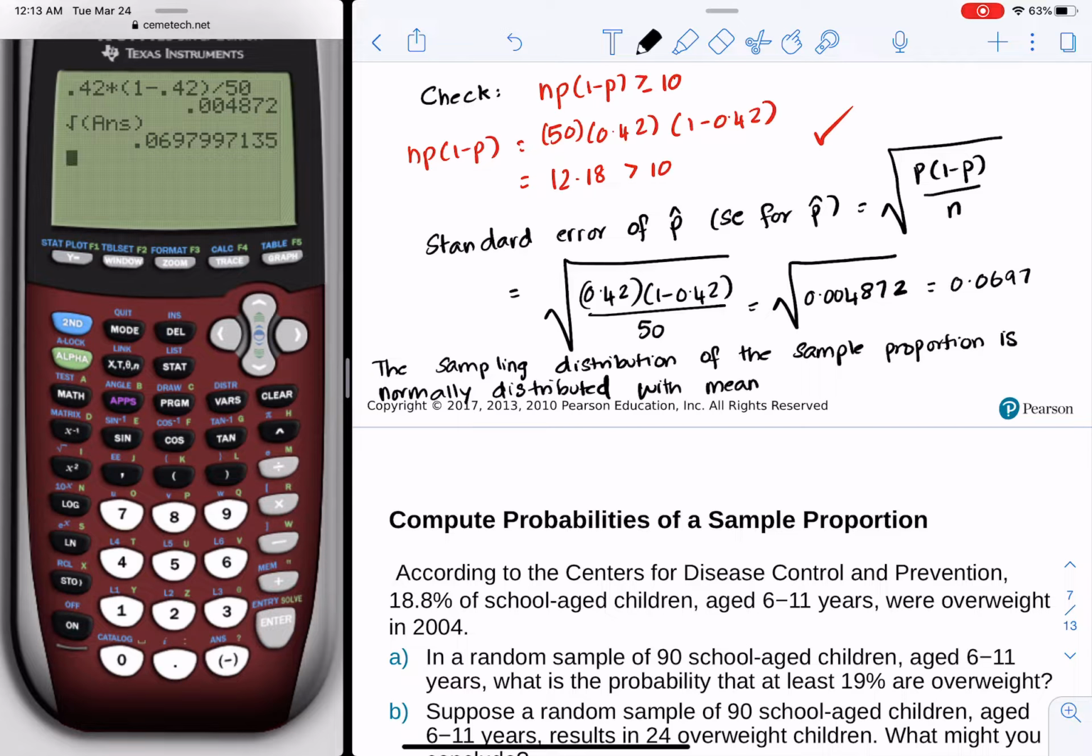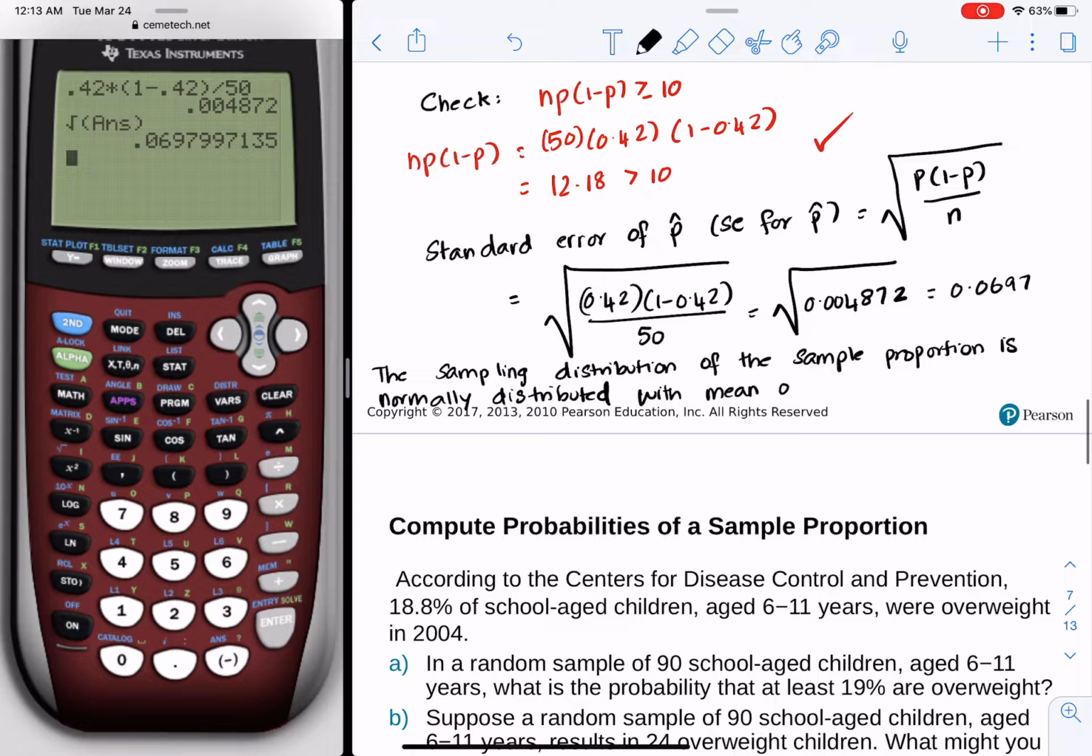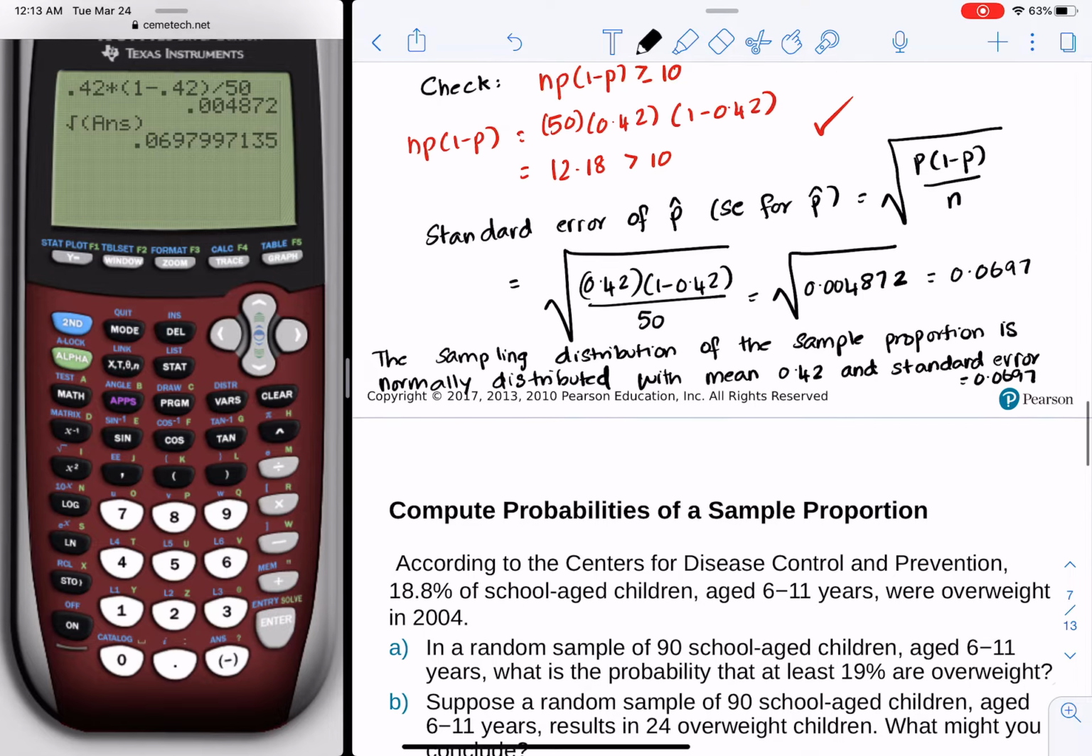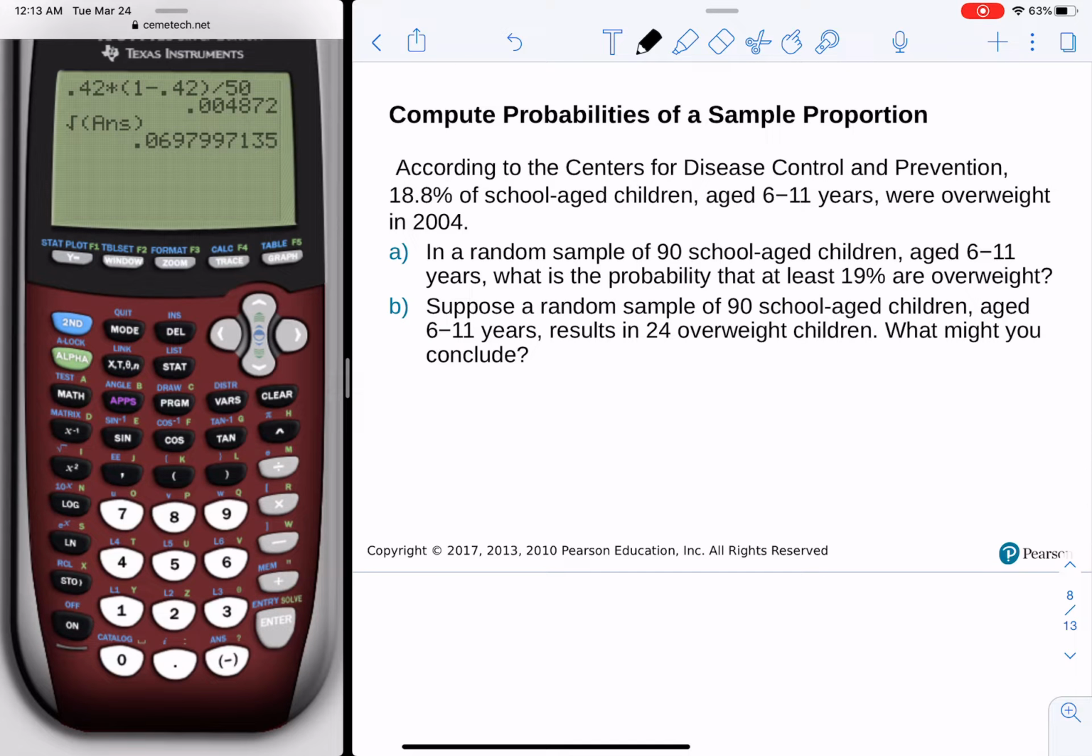With mean p hat, and that p hat is 0.42, and standard error equal to 0.0697. So we can compute probabilities for the sample proportion knowing the fact that it has a normal distribution.